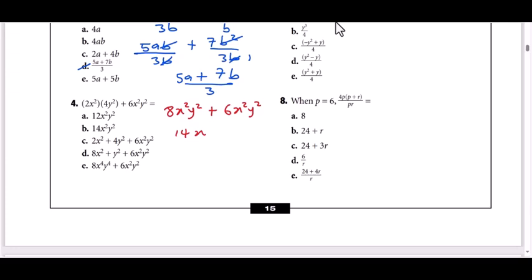So remember to keep your x squared and y squared. Now we cannot add their powers, that is these indices. We cannot add them because they're not multiplying. We can only add them if they are multiplying. So right here we have 14x squared y squared, and option B is our right answer.